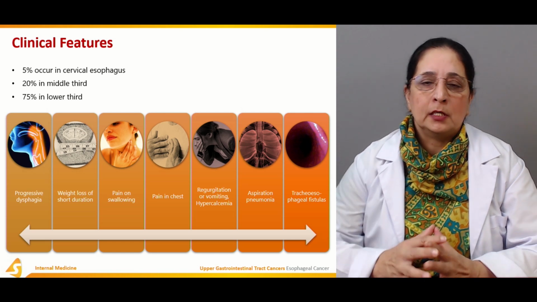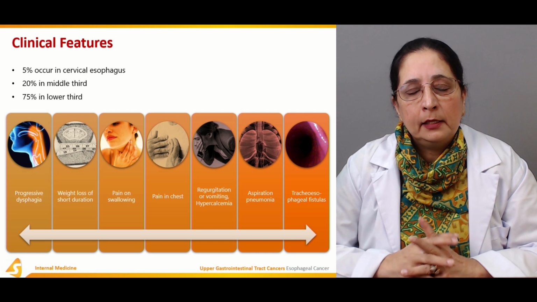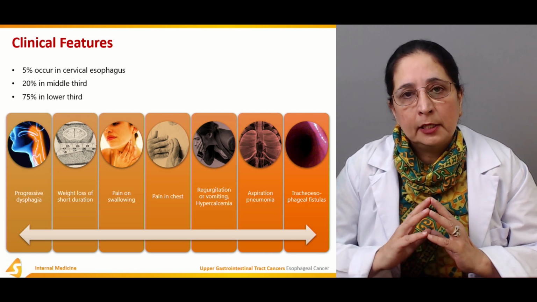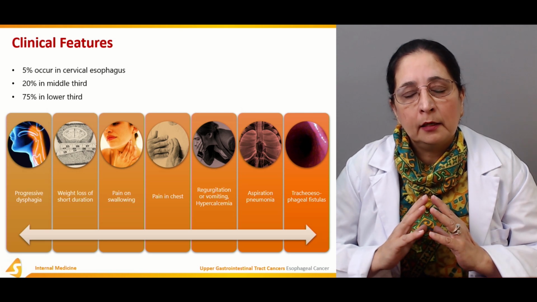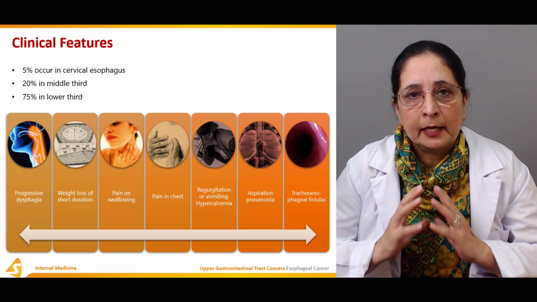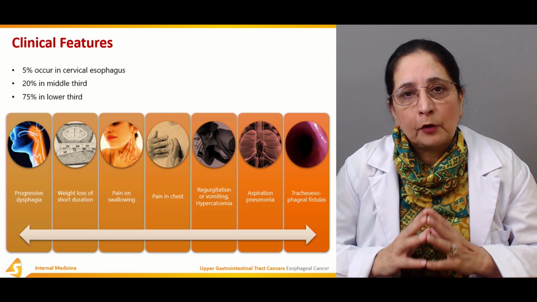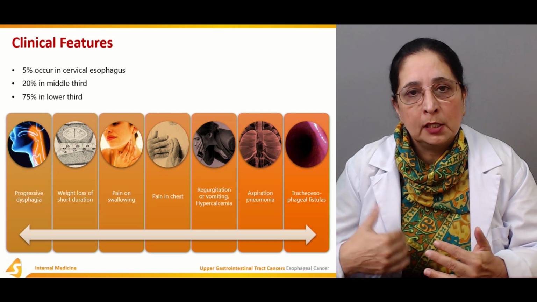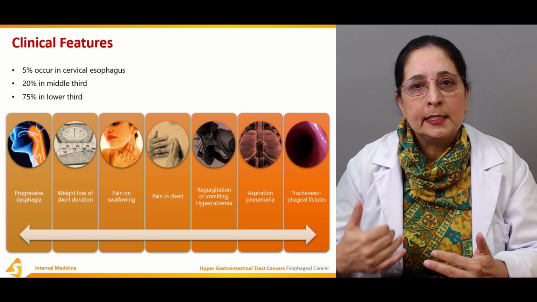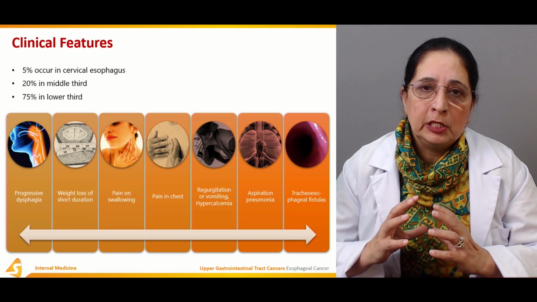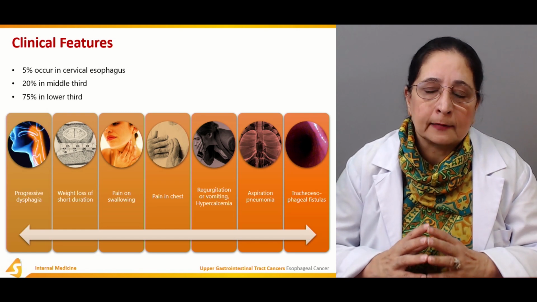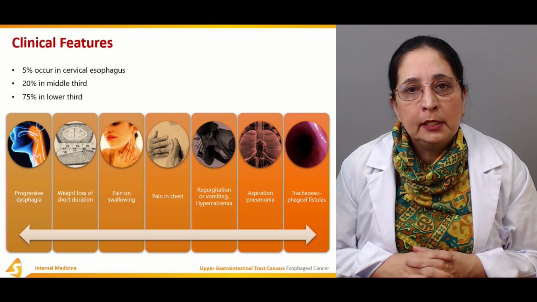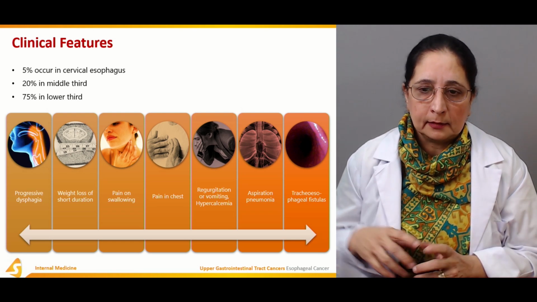Also, tracheoesophageal fistulas are formed, and then there is a passage of food particles into the trachea and air into the esophagus. That can cause breathing problems and difficulties, and more commonly aspiration pneumonias, because the food particles can easily be aspirated into the trachea and go into the lung. So all these are common clinical features associated with esophageal cancer.